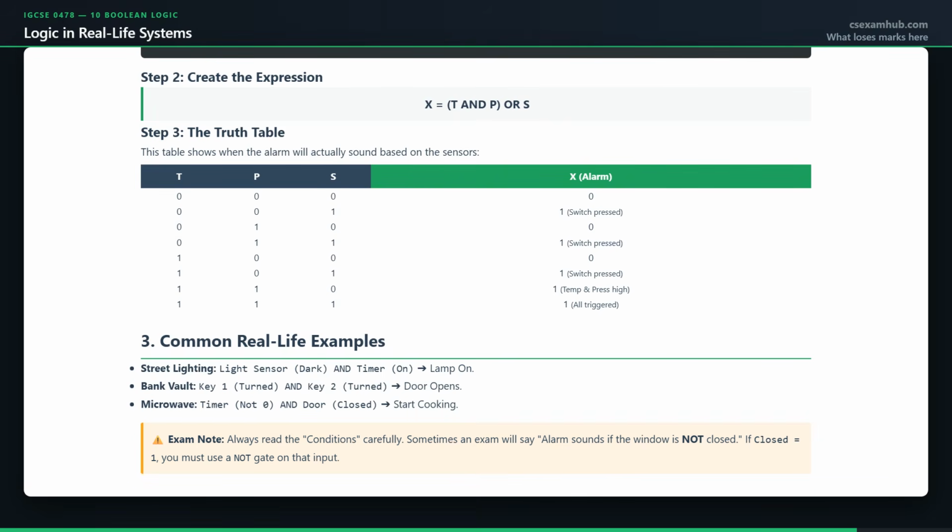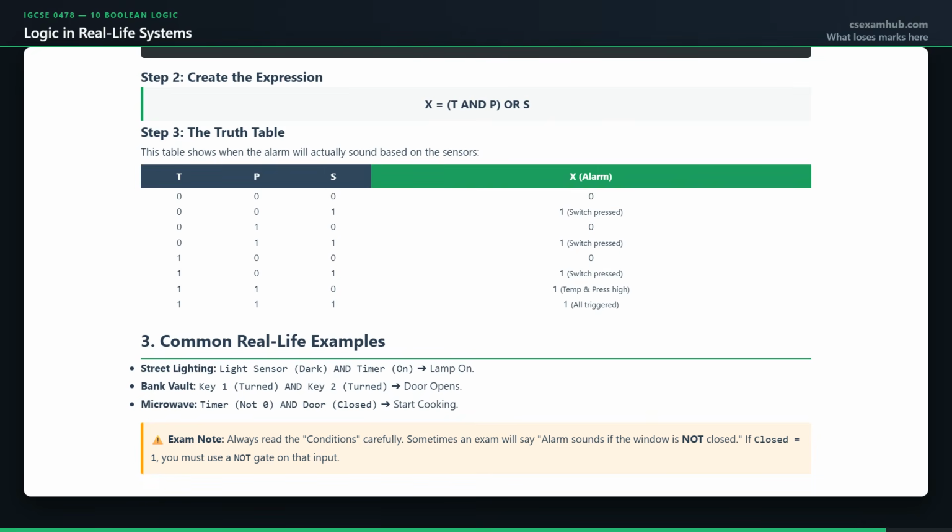Second, watch for negatives in the wording. Phrases like not closed, is empty or has failed usually mean a not gate, and the only reliable way to catch them is to have written down what one means for each sensor.